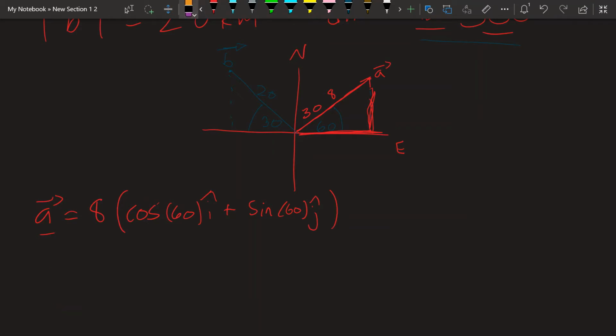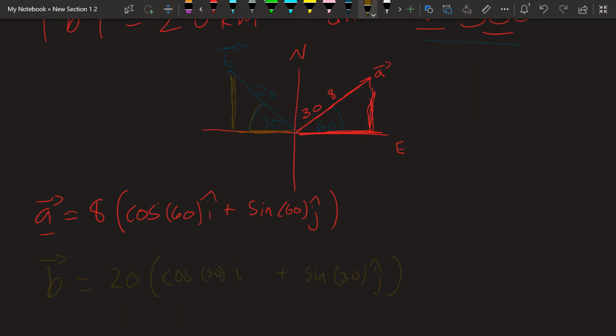Let's find vector B. Let me change the color. Vector B. It's equal to, you multiply the magnitude by the vector. The x coordinate is cosine something. The y coordinate is sine something. And of course you have j and you have I, right? Look here. The y coordinate of B is sine 30, right? And the x coordinate, which is this, is cosine 30.